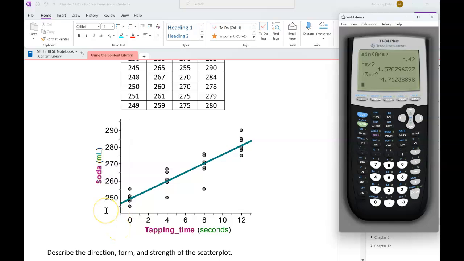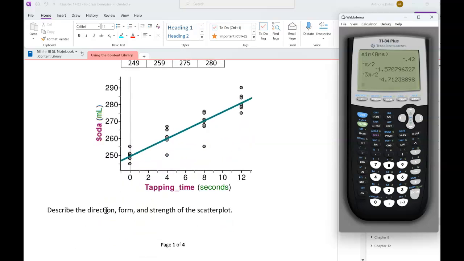Everybody's okay? Describe the direction, form, and strength of the scatter plot. Who wants to do this one? Don't make me get out the random name generator. Alexis. Great, that's the direction. Form is linear, I'd agree. I'd say that's fair. Moderately strong seems okay to me.